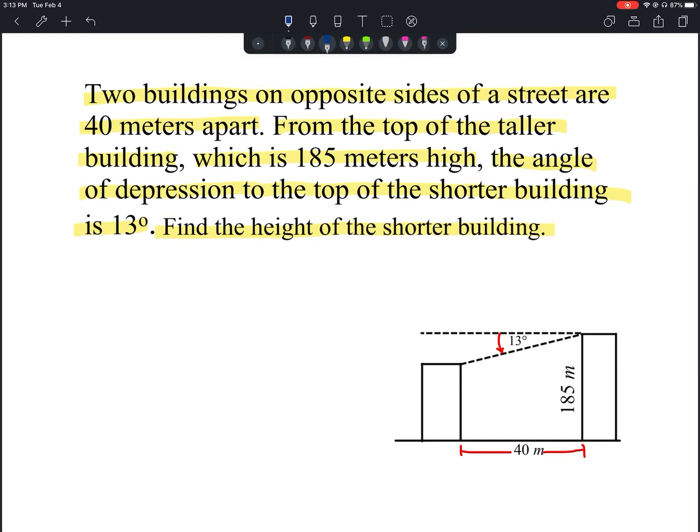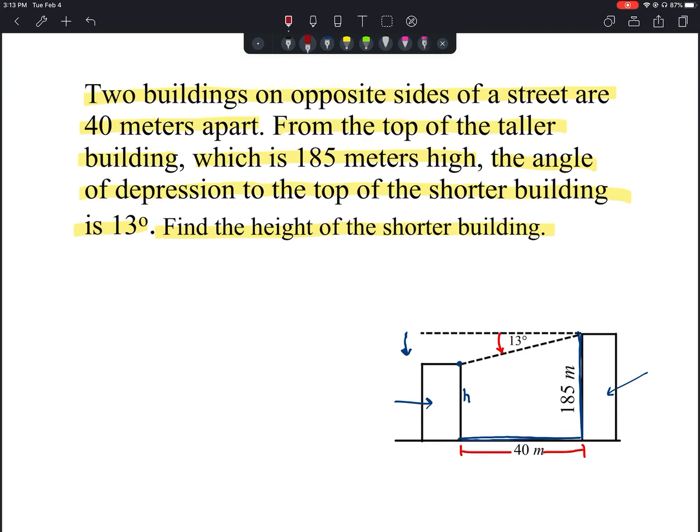So you'll see down here, I've got a little diagram. This is our taller building right here, and this is our shorter building, and then this is like our street down in between there. So we know that this building is 185 meters tall. And if we're standing at the top and looking down, remember angle of depression is where you start level, and then you start looking down. So that is a 13-degree angle to the top of this building. So we're trying to approximate what the height of the shorter building is going to be. How tall is this building going to be?